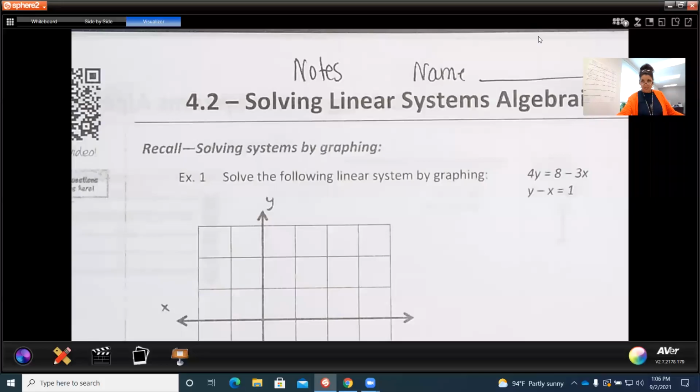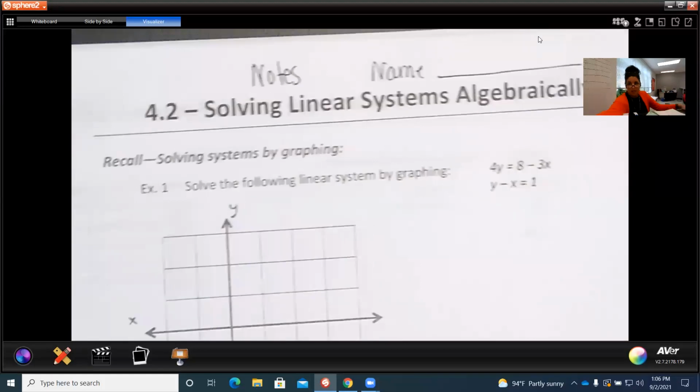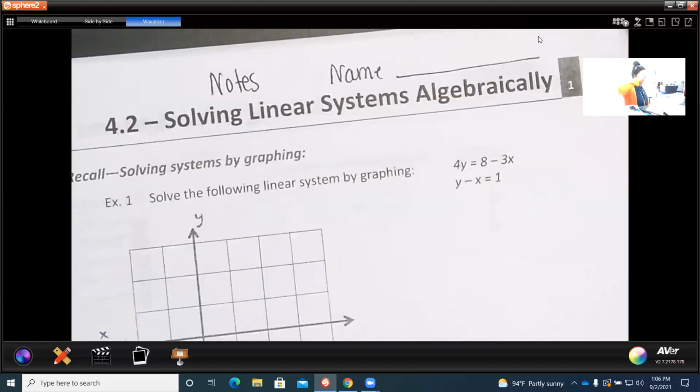All right, today we are talking about solving linear systems algebraically, okay? Last class I taught you how to solve systems graphically. And today I'm going to teach you two other methods. You're not going to use a graph at all, except for on the first example. I'm going to teach you how to solve them using algebra, okay?